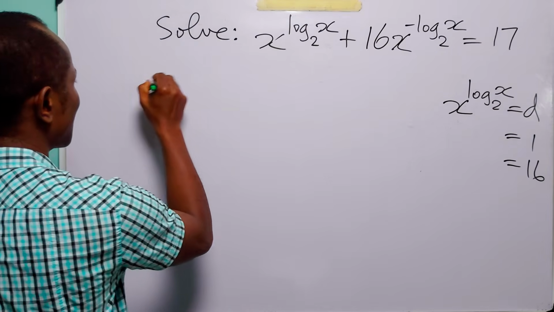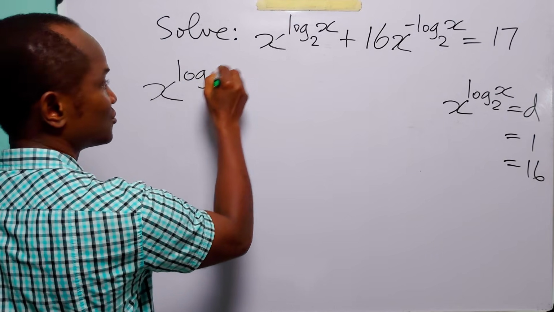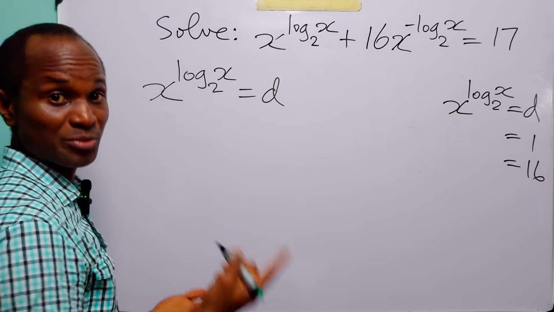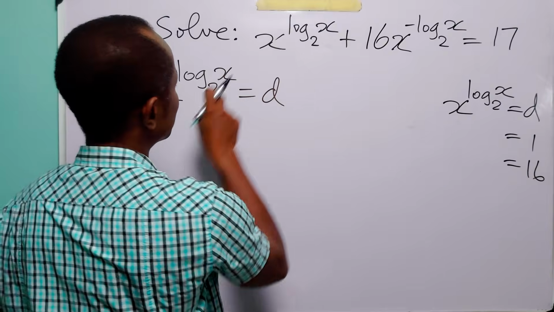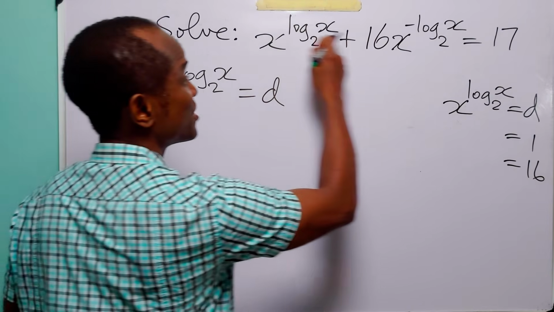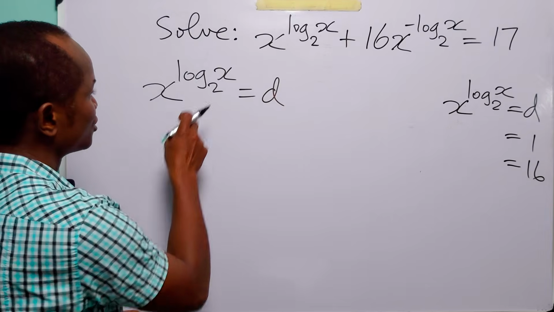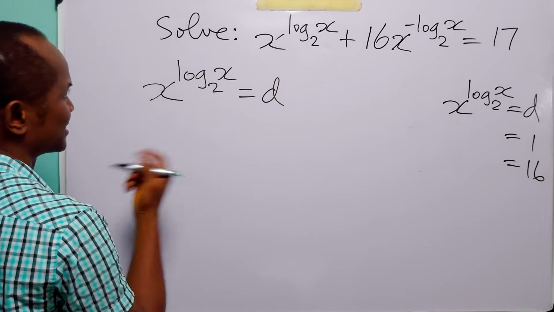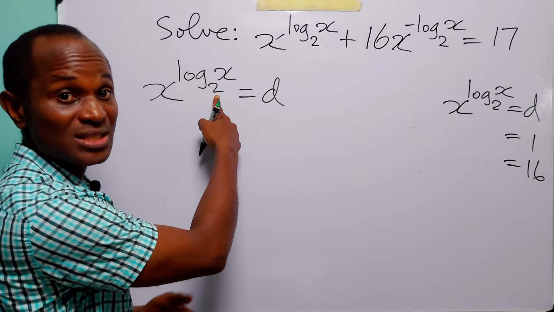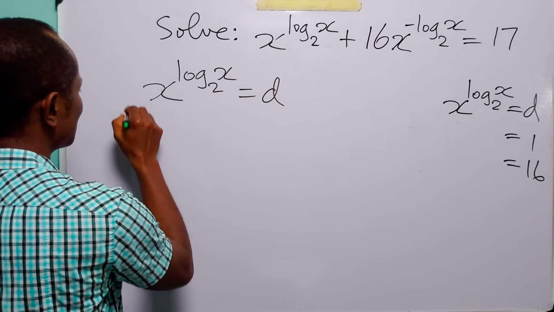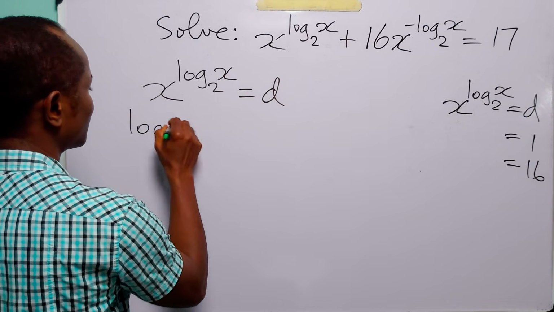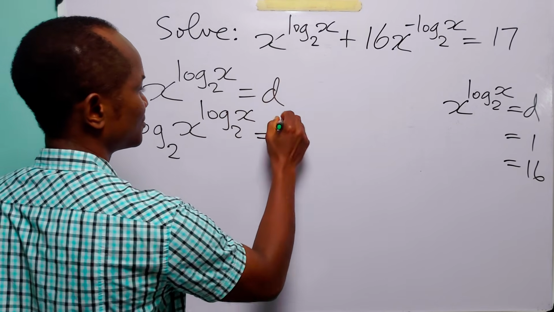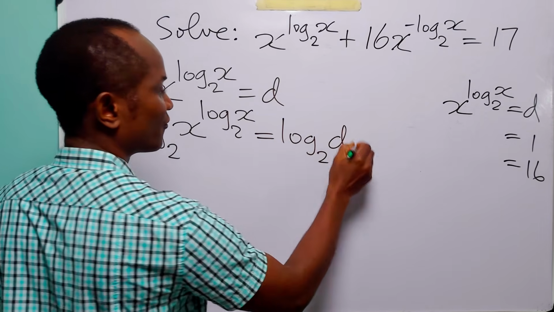Now, before we substitute these values, that is 1 and 16 for d, let us further simplify this equation. We have that x to the power log to base 2 of x is equal to d. You know that this is still an exponential equation, the reduced form of the original equation. So to solve this equation, we have to take log of both sides. Because we are already working in base 2, let us take log to base 2. So we have that log to base 2 of x to the power log to base 2 of x is equal to log to base 2 of d.